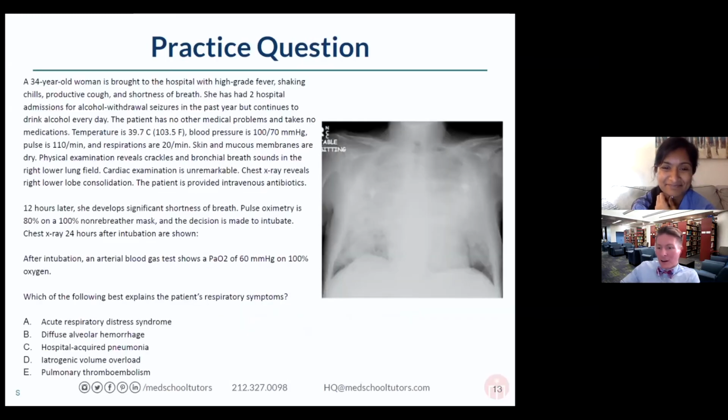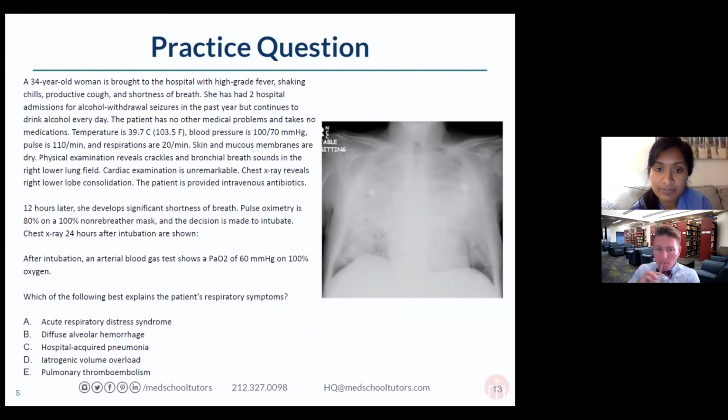All right. So, Sana, you want to lead us through yet another question here? Yes. So speaking of junky chest x-rays. So 34-year-old woman brought to the hospital with high-grade fever, shaking chills, productive cough, shortness of breath. Okay, so I'm already very concerned about some sort of septic picture, maybe pneumonia, who knows.